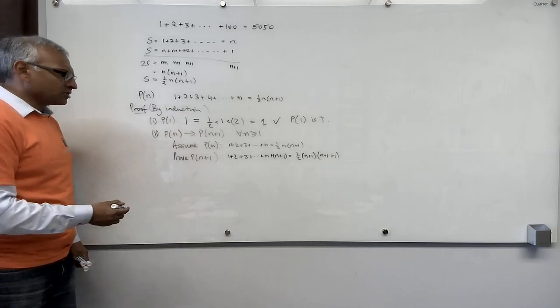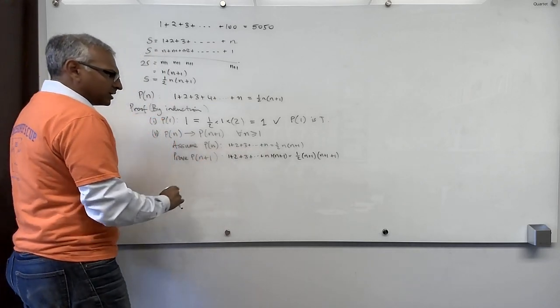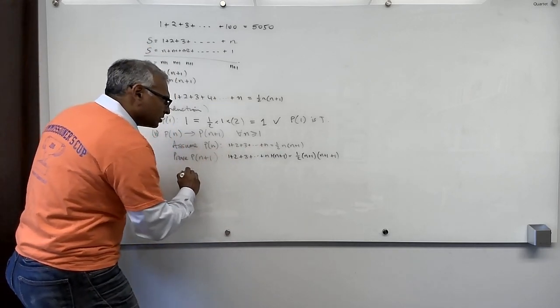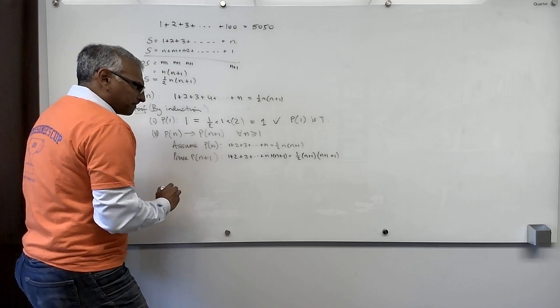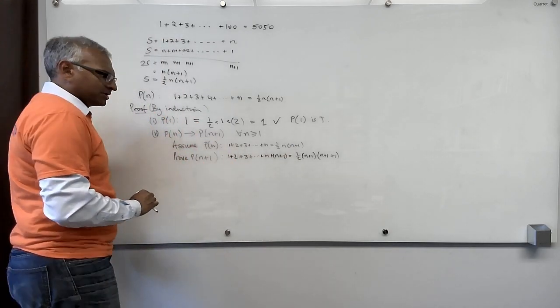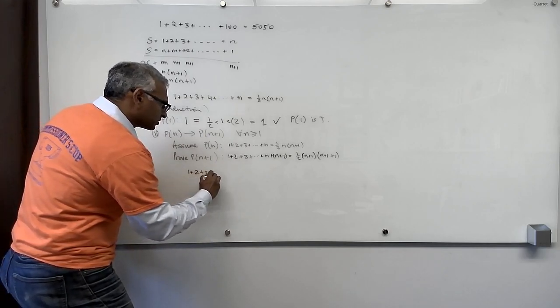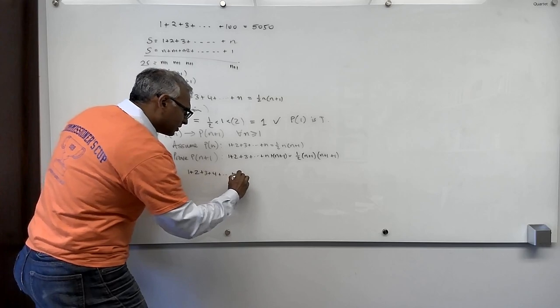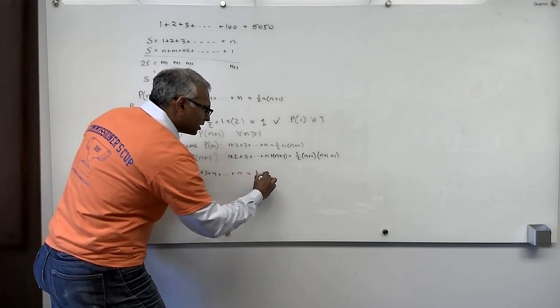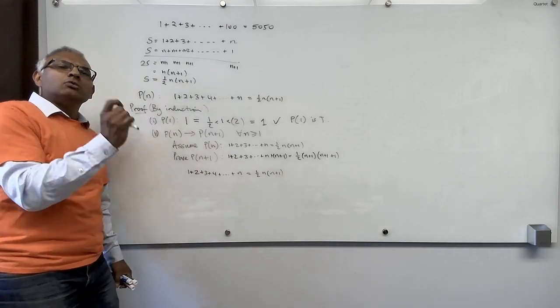Now, it's just a question of what we get to assume and what we must prove. So what did we get to assume? We get to assume that 1 plus 2 plus 3 plus 4 up to n is equal to 1 half n, n plus 1. Now, the nice thing about proving an implication is we know where we are going.